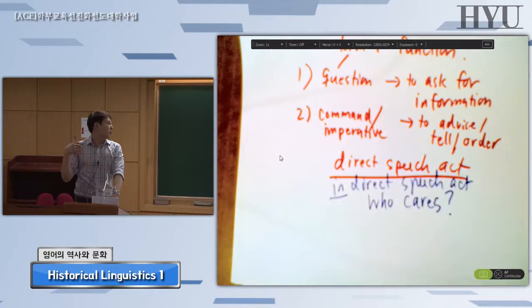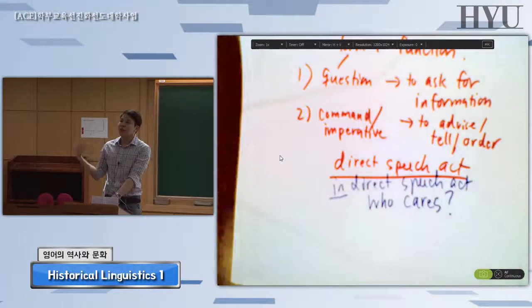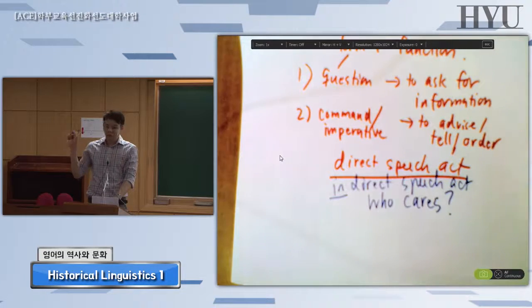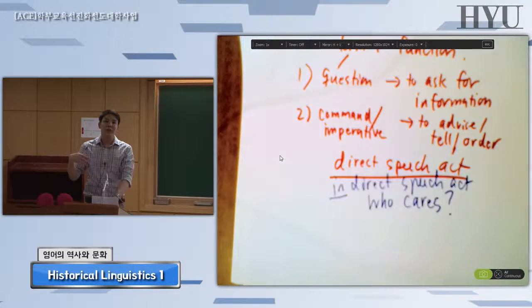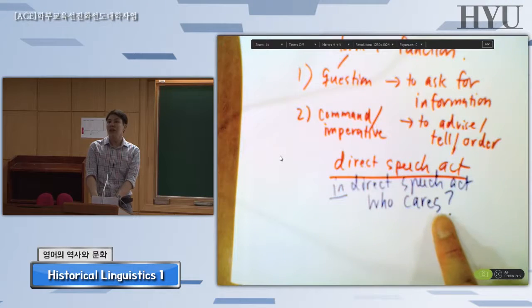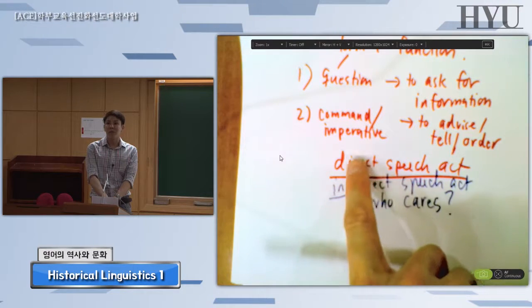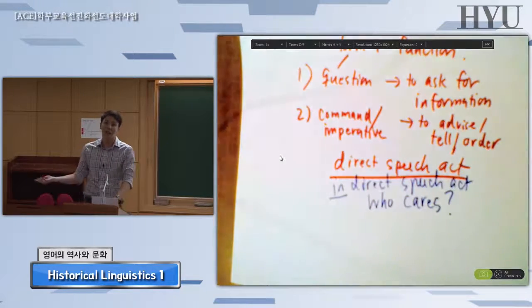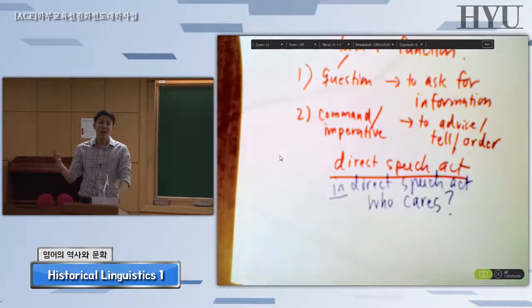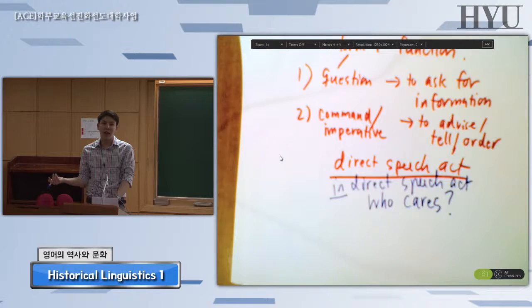Let's say your friend tells you, you have to study hard or else you will fail the exam. And you say, who cares? Is this a question? It is a question in form, but the function is not to ask for information of who exactly cares. The function is to make a sarcastic statement or to say that I don't care.